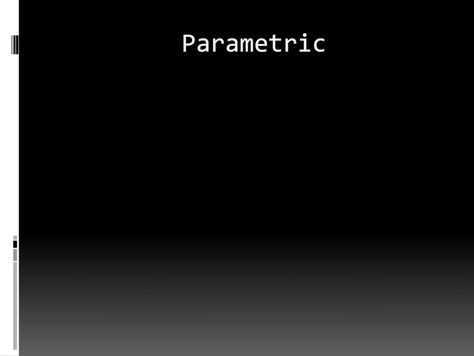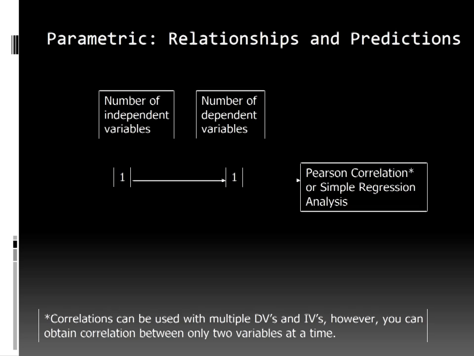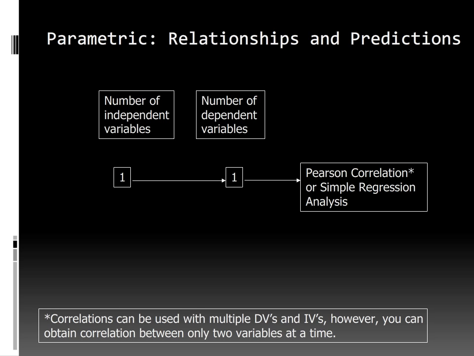We will now go over a variety of parametric statistics. Most statistical tests at a basic level are parametric. If you wanted to look at relationships among variables, and you had one independent variable and one dependent variable, you would run a Pearson's correlation or a simple regression analysis.